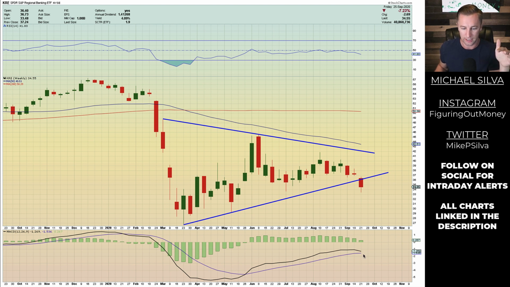The MACD looks like it's about to cross over. This breakdown looks very weak. If we don't start catching a bid in the banks, the financial sector is going to get a lot more pressure, because this looks like, from a technical perspective, continuation to the downside. Now, this is the weekly time frame. So we'll see intraday bounces.